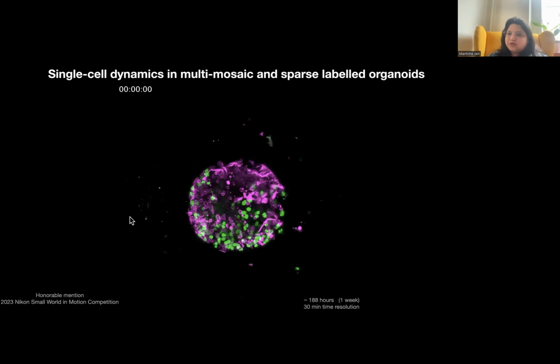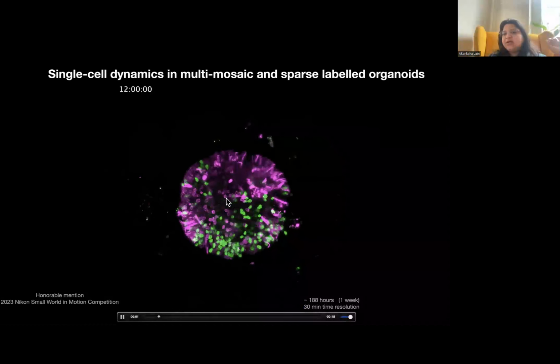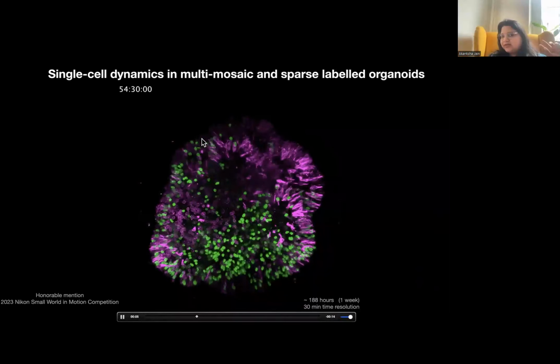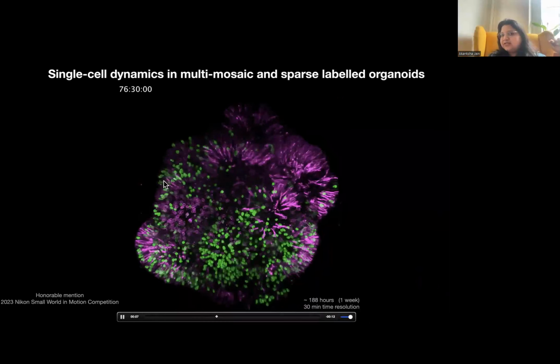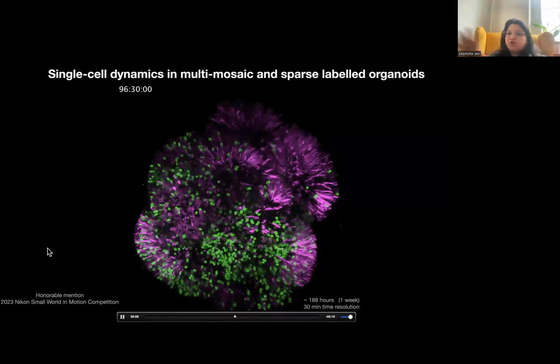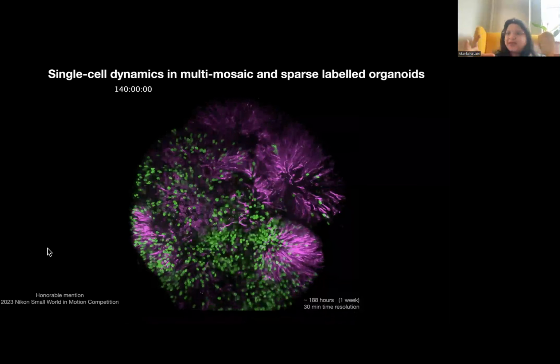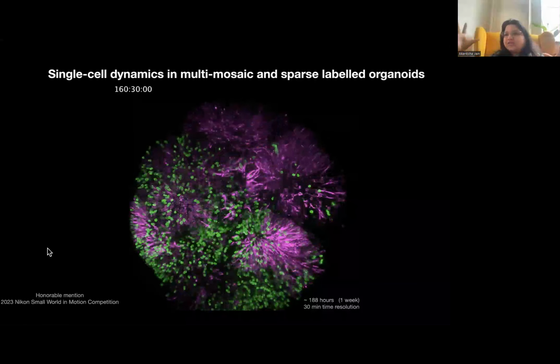And I'm really happy to show you this movie here, which is now this multi-mosaic labeled organoid with 5 labels in the same organoid. So you can see some lamin here, histone, a lot of tubulin. Actin is actually a bit in the back, and this dimmer region is CAAX. And this movie is now going on for 1 week of organoid growth, imaged every 30 minutes. And just by eye, you can appreciate how the organoid has changed over time.